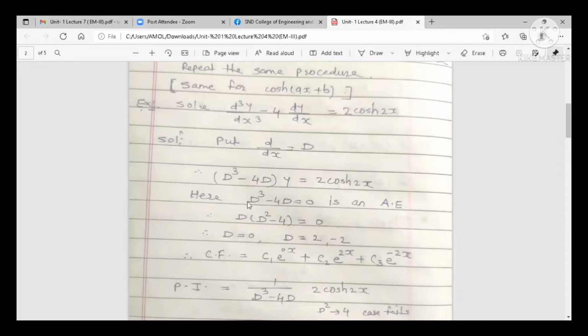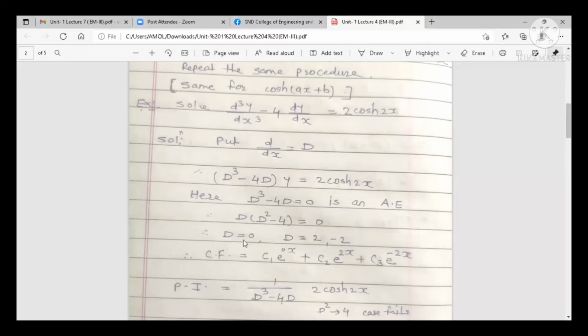Here the auxiliary equation is D³ minus 4D equal to 0, because this is the reduced form of the LDE, φ(D) y equal to f(x). And so the auxiliary equation is D³ minus 4D equal to 0. It is a cubic polynomial. Here we can take D common, so the remaining term is D² minus 4 equal to 0.